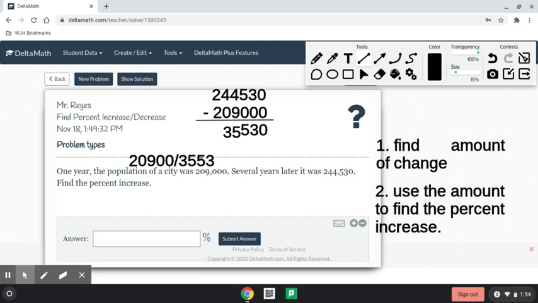So because they both end in 0, we can take that 0 at the end off of it to make it a little easier. So 209,000 is not going to go in there at all. So we're going to need to write a 0 and then a decimal point. And put the decimal point here, add a 0. So this is now 20,900 is going to go into 35,530 in just one time.